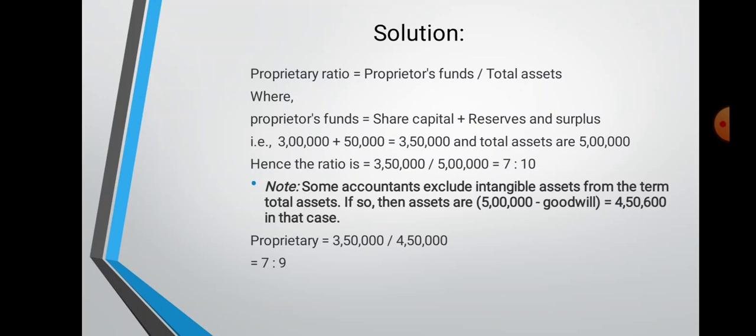So note, some accountants exclude the intangible assets from the term total assets. If so, then the assets of 5 lakh less the goodwill is equal to 4 lakh 50,000. In that case, proprietary ratio is 3 lakh 50,000 upon 4 lakh 50,000, which is equal to 7 is to 9. So this is the proprietary ratio.